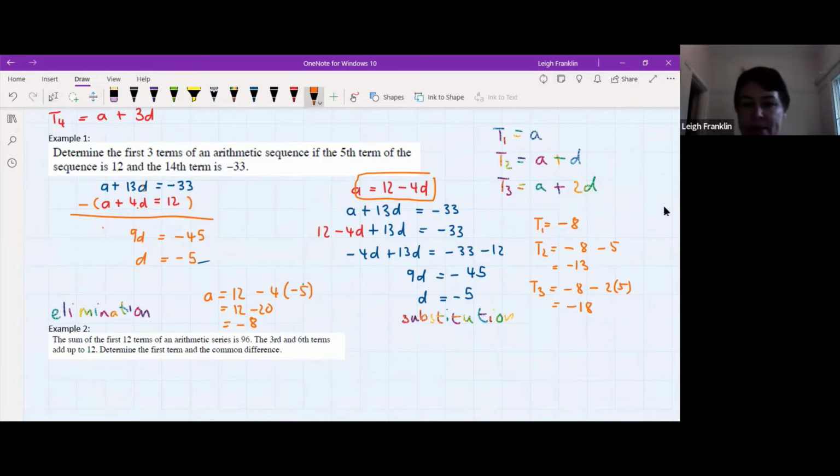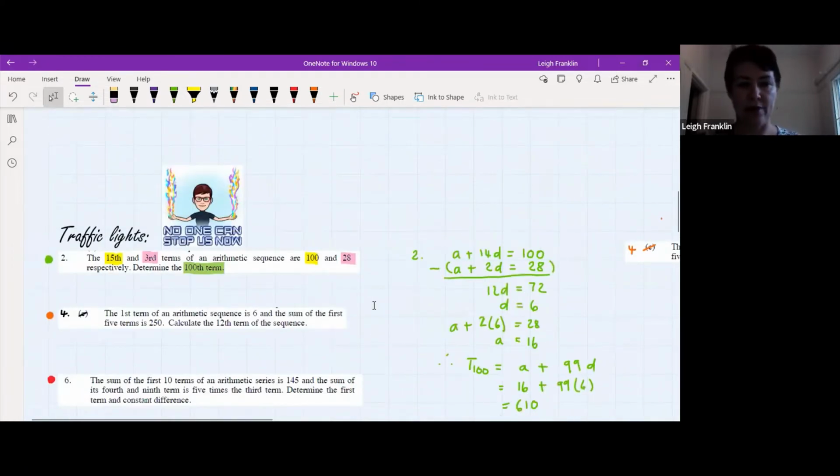Is everybody happy? Does that make sense? How do you feel? Thumbs up, thumbs down? Any questions? No questions? All right, let's go and have a look at the first traffic light.